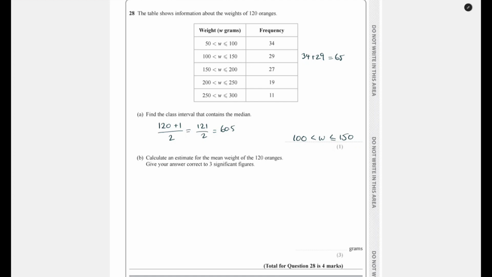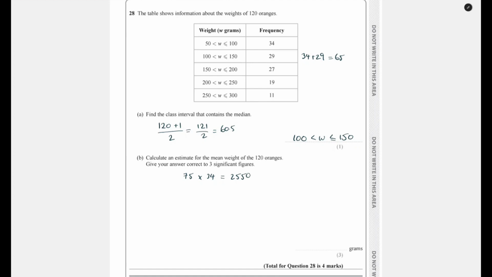Part B says, calculate an estimate for the mean weight of the 120 oranges. Give your answer correct to 3 significant figures. So the first thing that we need to do is work out the total. And the way we do that is we take the middle of the interval and multiply it by the frequency. So for the first, it's between 50 and 100. That's 75, multiplied by 34.